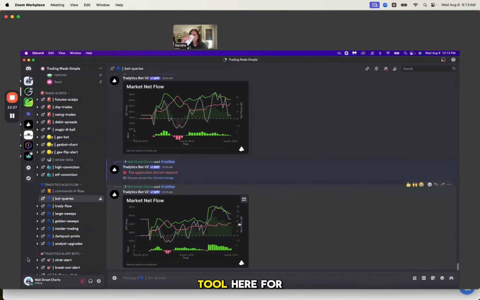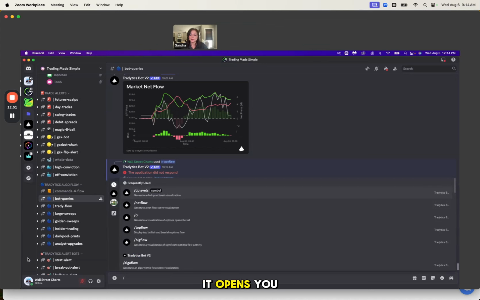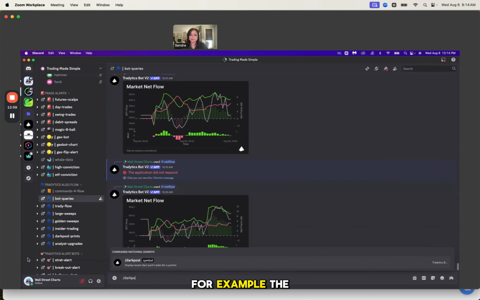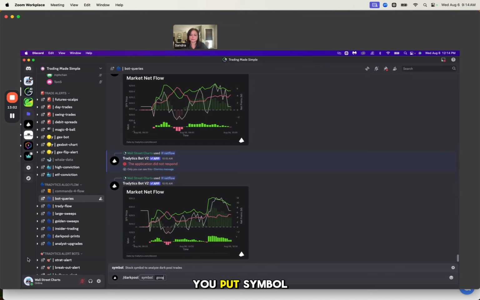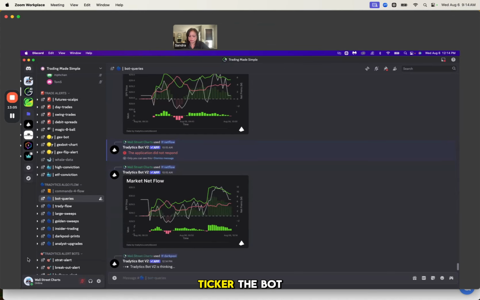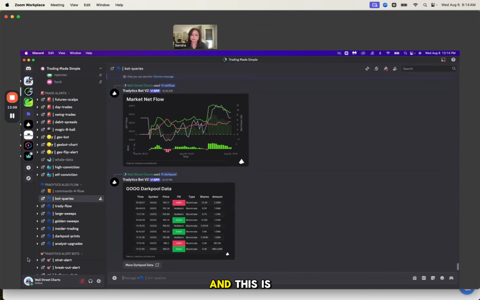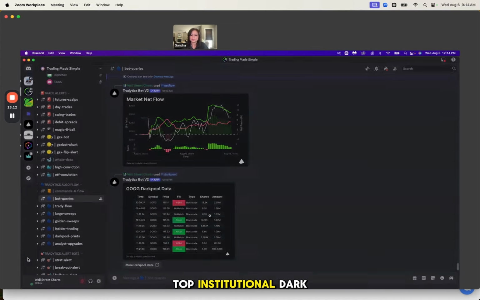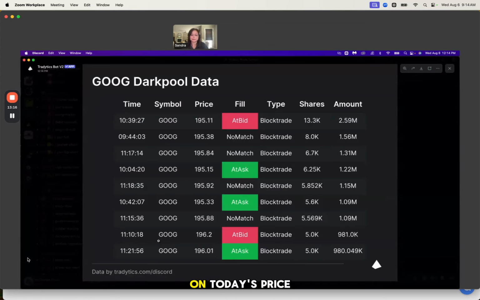So our main tool for using the dark pool levels would be the Tradealerts bot, and let me introduce it. You can find it under the bot queries channel, under the Tradealerts algo flow. When you type slash, it opens many commands, including different commands for the dark pool levels. For example, the first would be dark pool, and you put symbol Google. You put your ticker, the bot takes a couple of seconds, and this tells you the top institutional dark pool movements on today's price action.